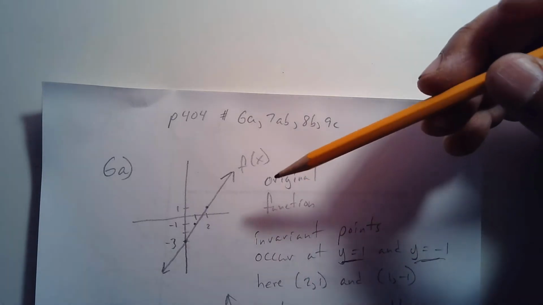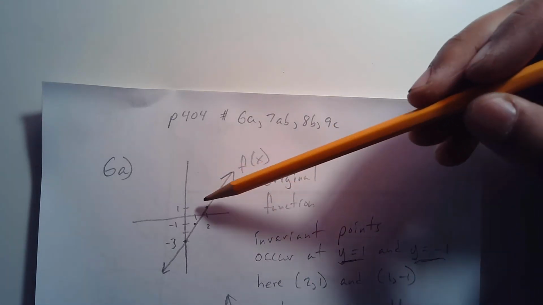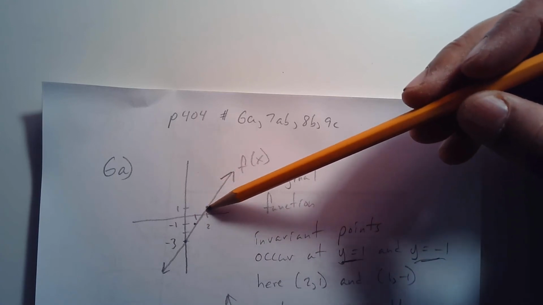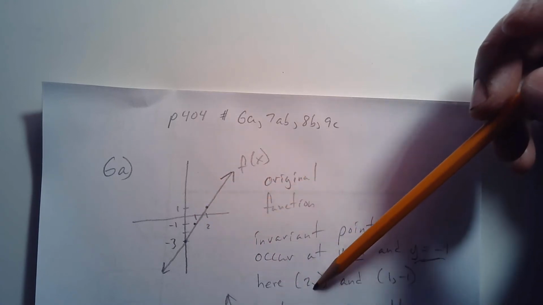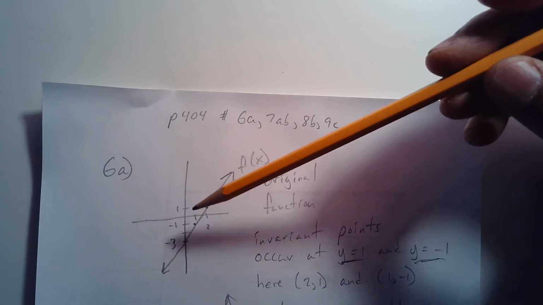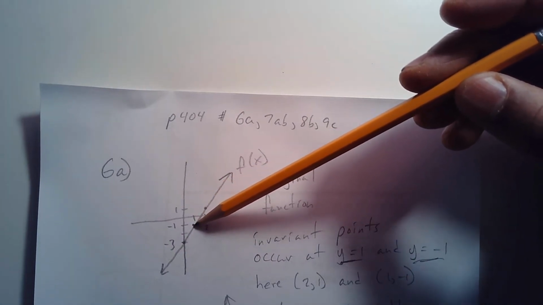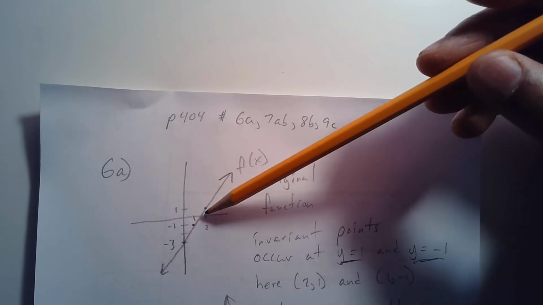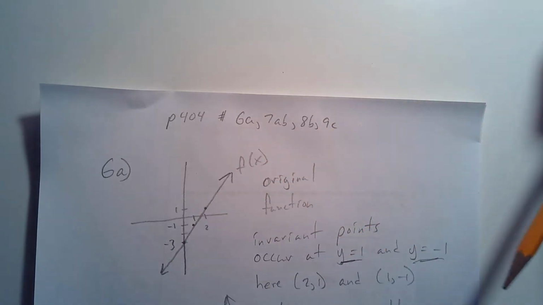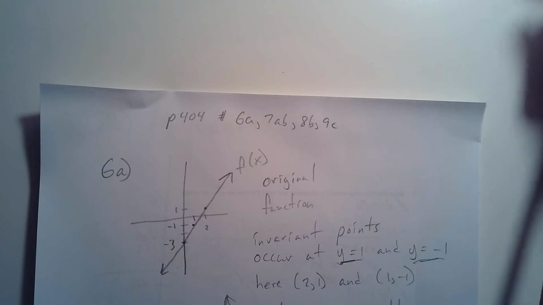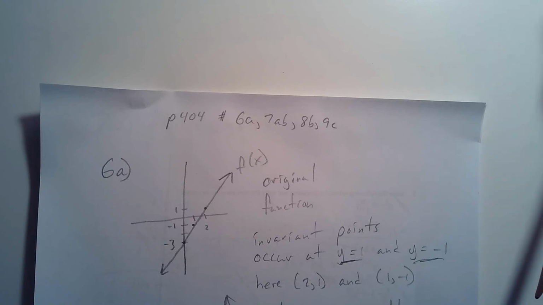So here's y equals 1, so you've got the coordinate (2, 1). Okay, and then here's the other one, (1, -1). So again, it's always at -1 and +1 for y. So that's your invariant point. Again, invariant points are values that will exist for both.